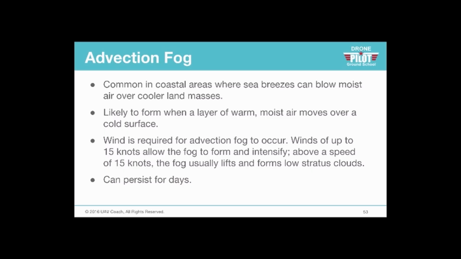Advection fog is likely to form when a layer of warm, moist air moves over a cold surface. Unlike radiation fog, wind is required for advection fog to occur. So winds of up to 15 knots allow the fog to form and intensify, and then above a speed of 15 knots, the fog usually lifts and forms low stratus clouds. This type of fog can persist for days.